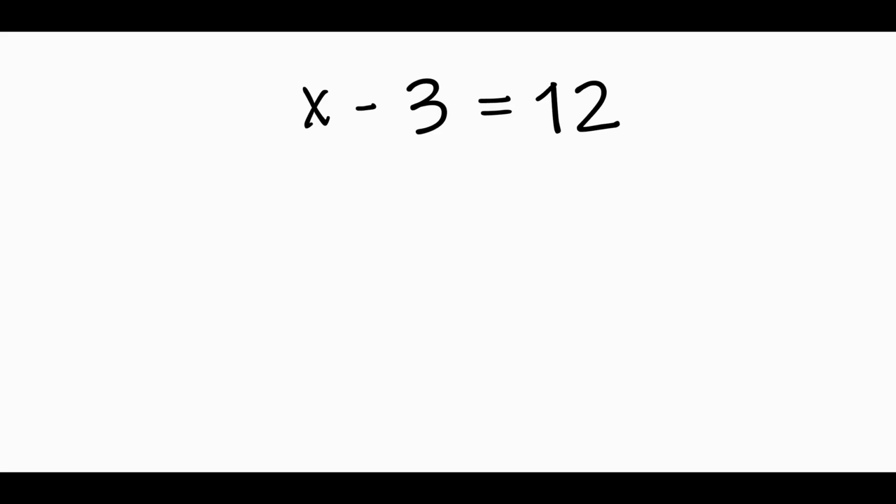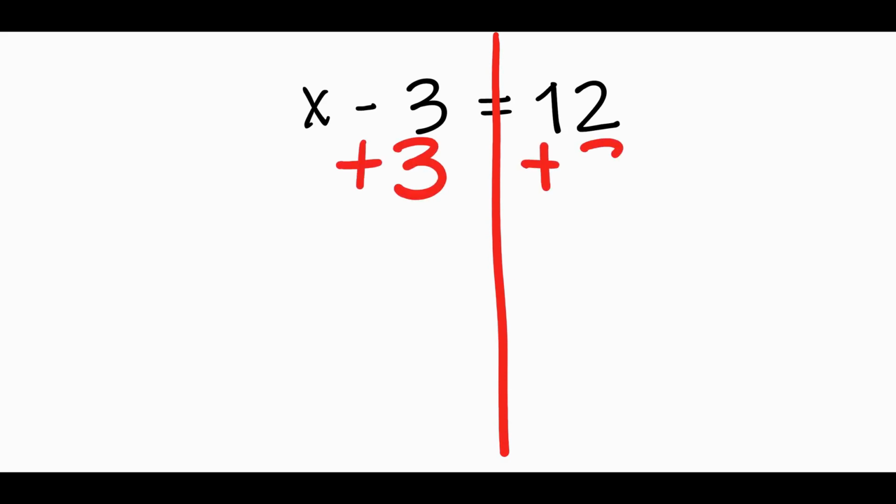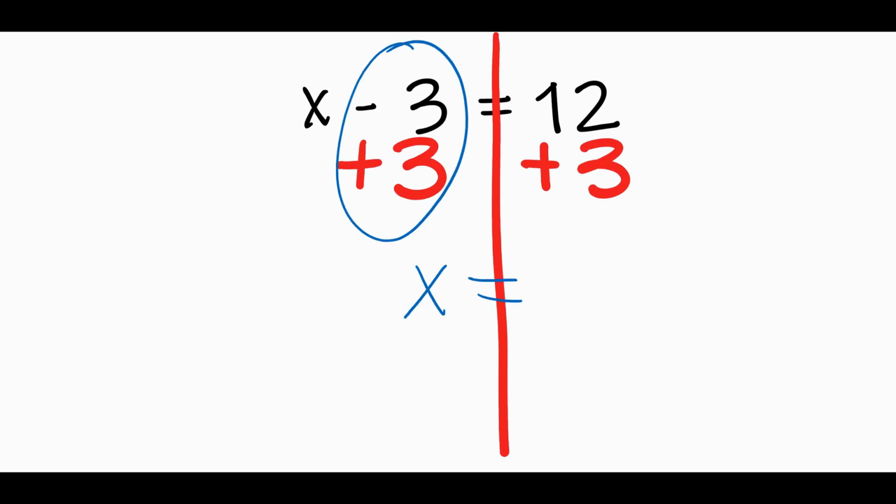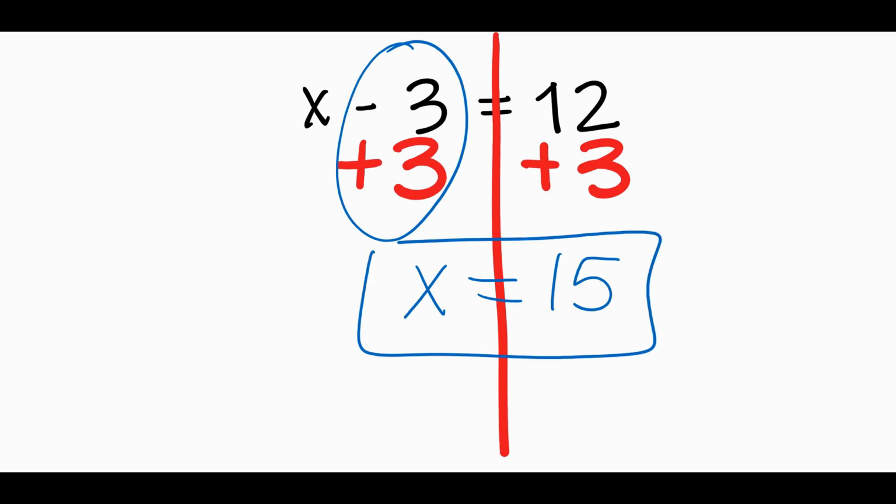X minus 3 equals 12. I'm going to draw that river down the center, or the line. You look at the X. What are they doing to the X? They are subtracting 3. What am I going to do? I'm going to do the opposite and add 3 to both sides. This becomes a 0 pair, and X equals 12 plus 3 is 15. X equals 15 is our answer.